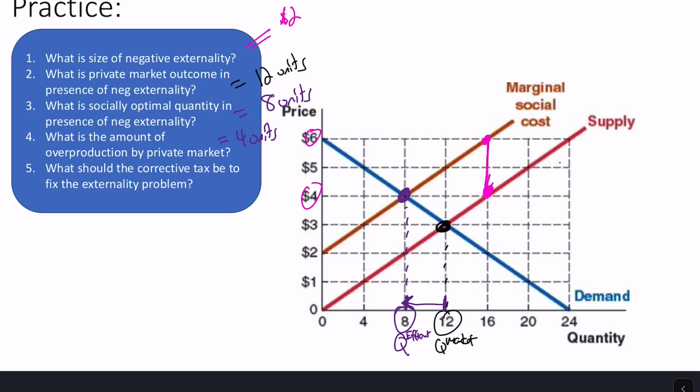And finally, what should the corrective tax be to fix that externality problem? Number 5, you want to set your tax equal to the amount of that marginal external cost, and then you're going to get a supply plus tax curve right on top of your marginal social cost curve, and your quantity tax is going to be equal to your efficient quantity. Right? So again here, if you know what the size of the negative externality is here, $2, you know what the size of the tax is. It is also $2 for your corrective tax to fix that negative externality.